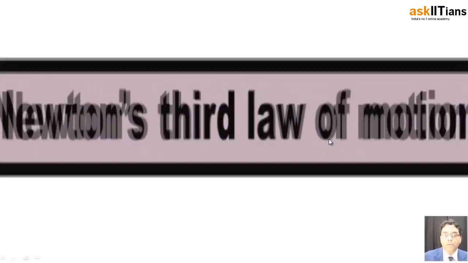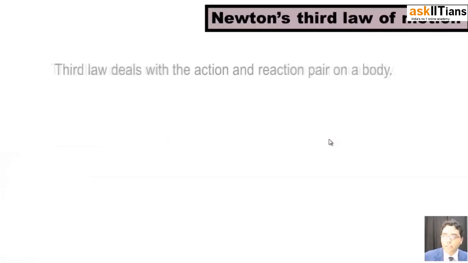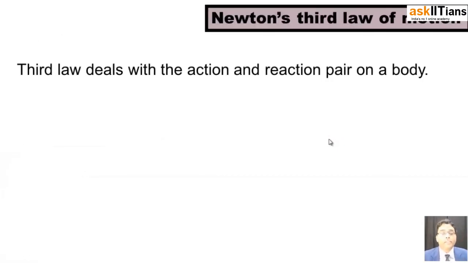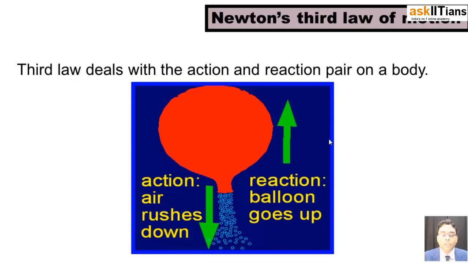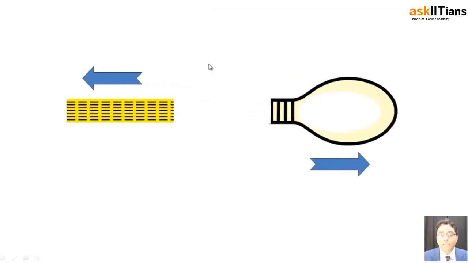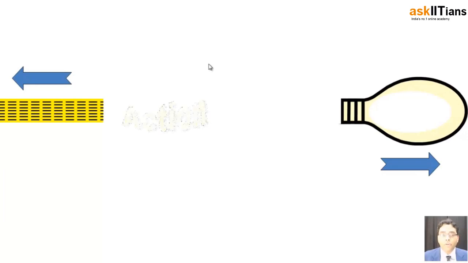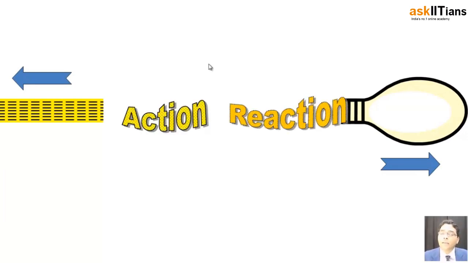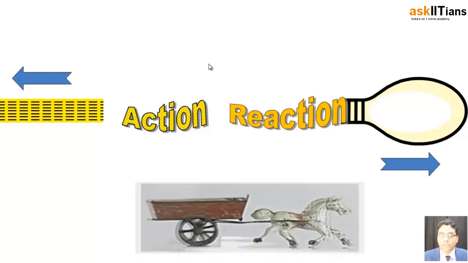Taking it further, now we try to go into Newton's third law of motion. So what does Newton's third law deal with? What did we understand with that? It deals with the action and reaction pair on a body. So if I say this is the action with which the air out of a balloon goes out, as a result the balloon goes up. Similarly, here, action is the air coming out, and the reaction is the balloon going in the other direction.